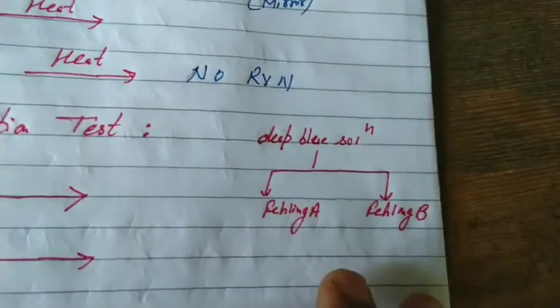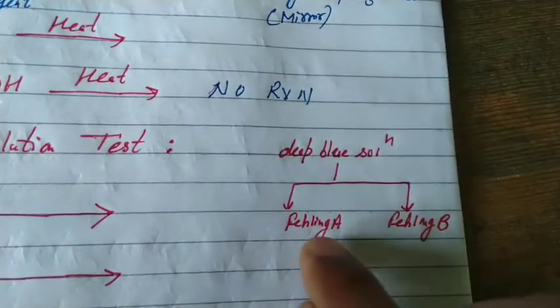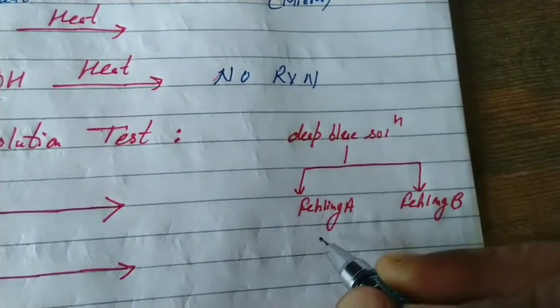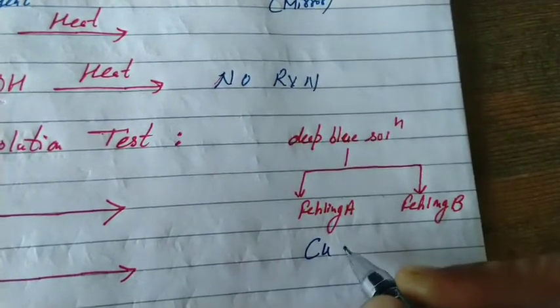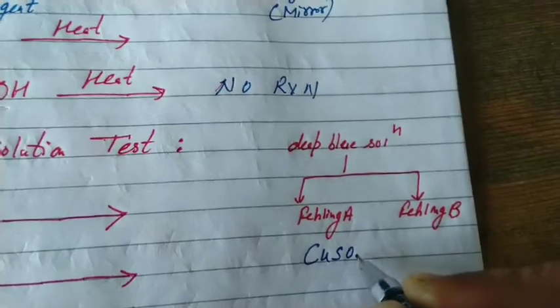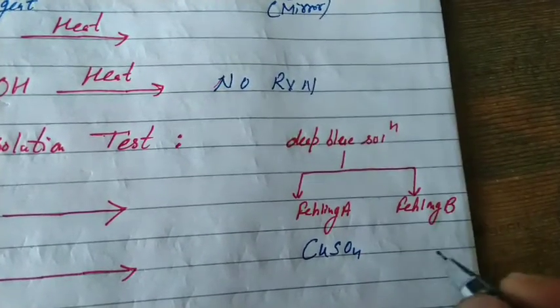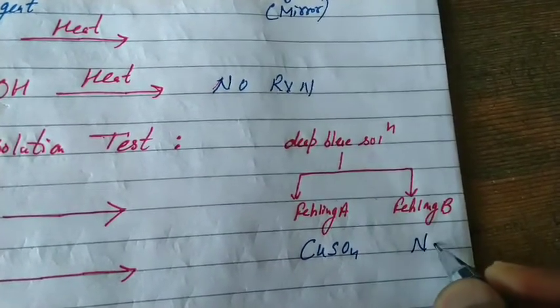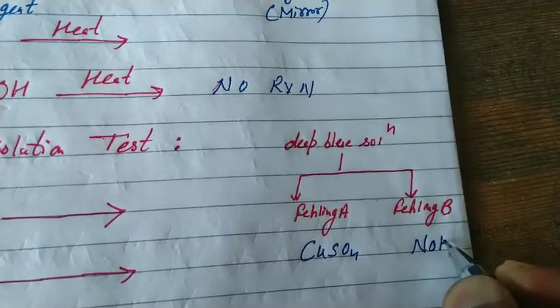Now what is Fehling solution? A deep blue solution obtained by mixing Fehling A and Fehling B. Fehling A contains copper sulfate. You know copper sulfate salts are blue. That's the reason its color is blue. And Fehling B contains alkali, that is NaOH. Fehling A and Fehling B.